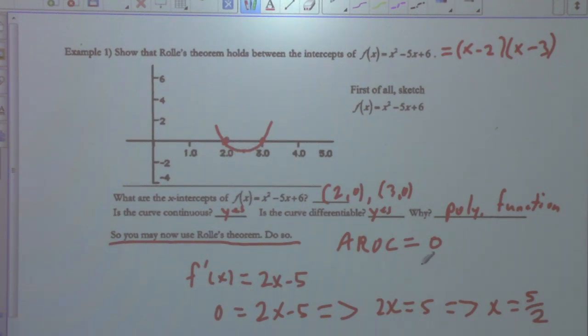Okay, so it's a pretty simple example, but this is what they look like, right?